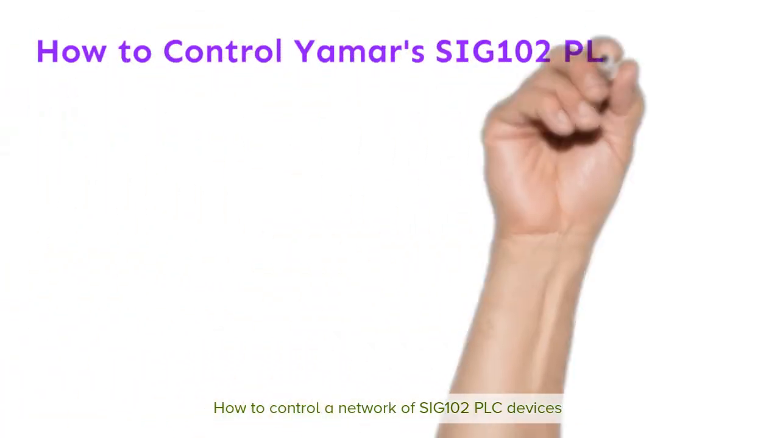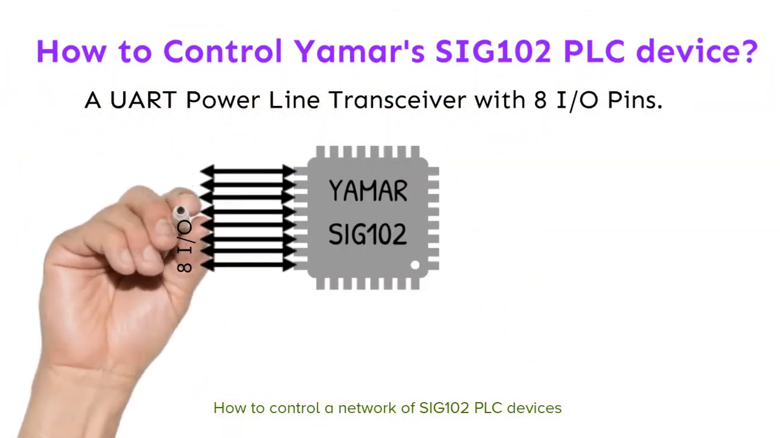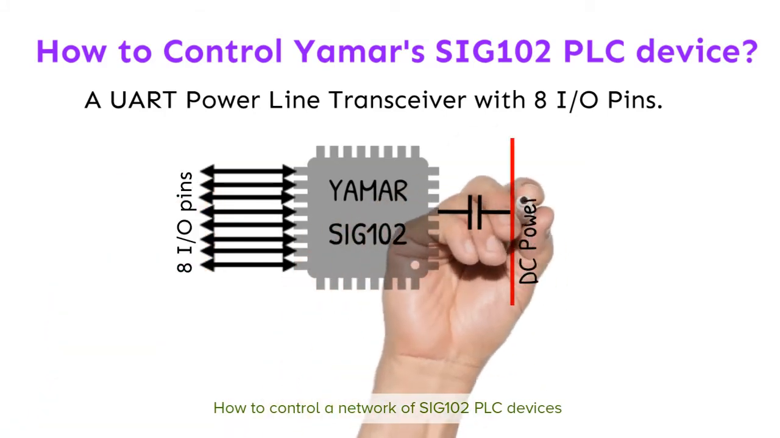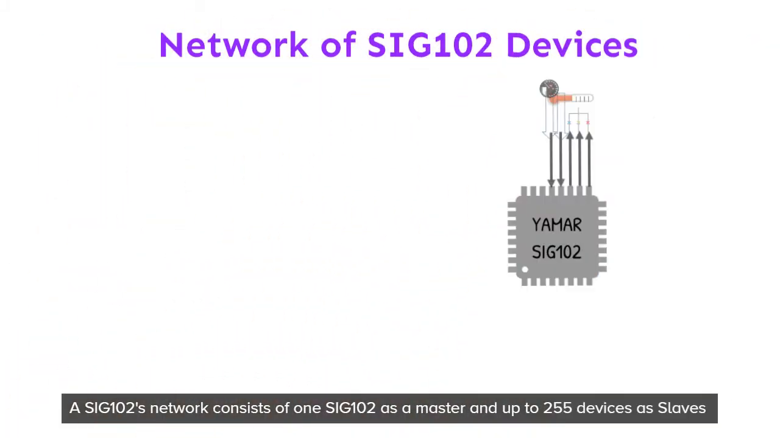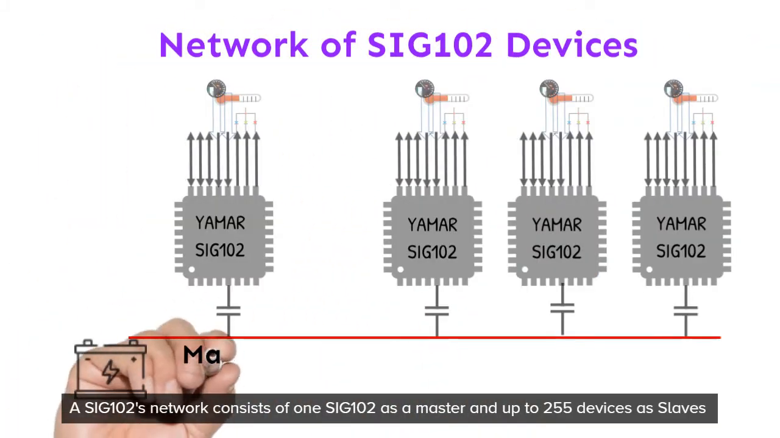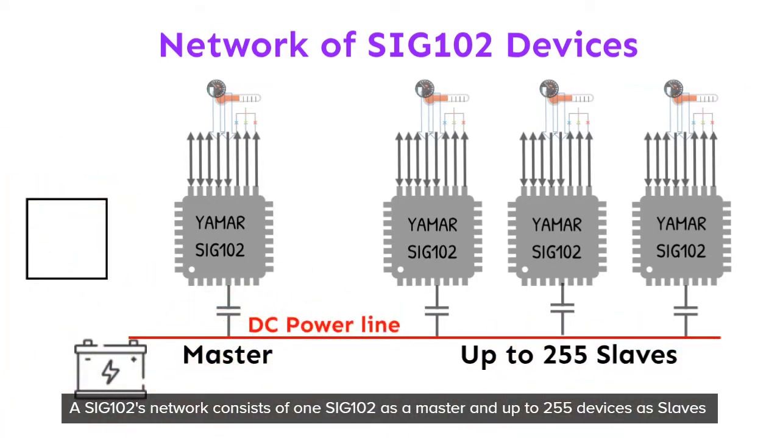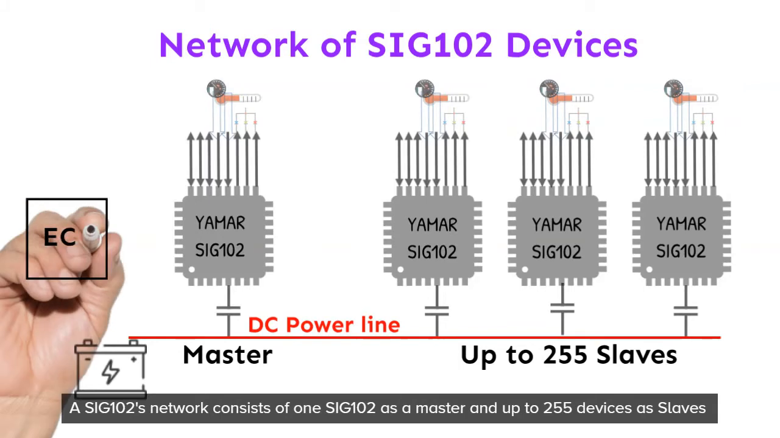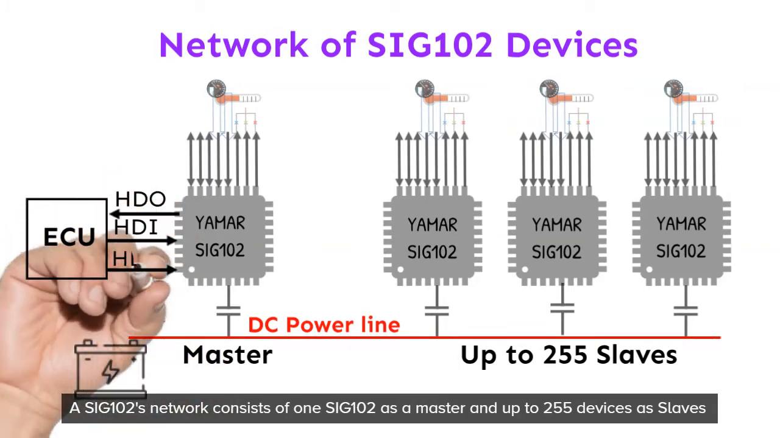This video explains how to control Yamar's SIG102 powerline transceivers. The UART device has 8 configurable I/O pins and 8 ID pins. The SIG102 network consists of one master device and up to 255 slave devices, all connected to the powerline. The ECU connects to the master by HDO, HDI, and HDC pins.